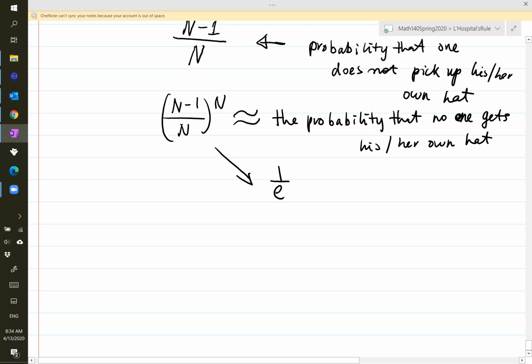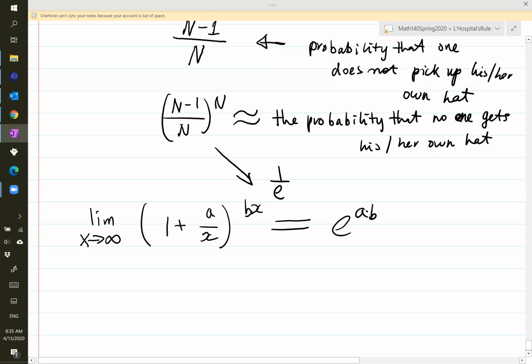Now in general, a general formula: 1 plus a over x to the power bx, limit as x approaches infinity. If you do the above procedure, then this is a well-known limit. This is e to the a times b. So the above two cases are special cases of this more general example.